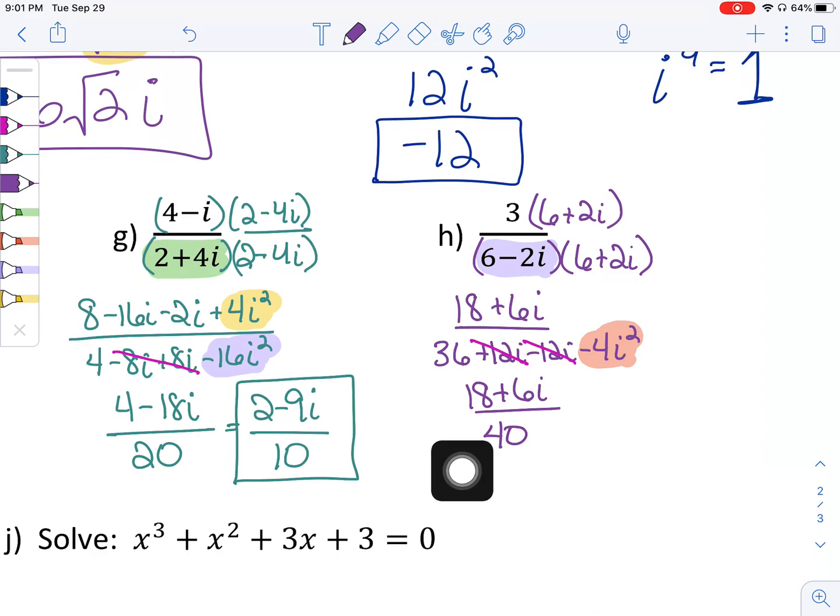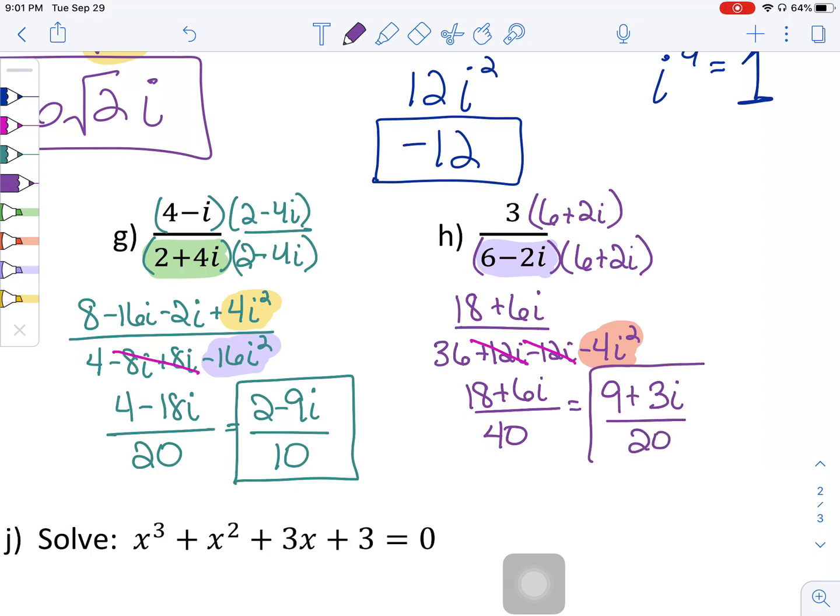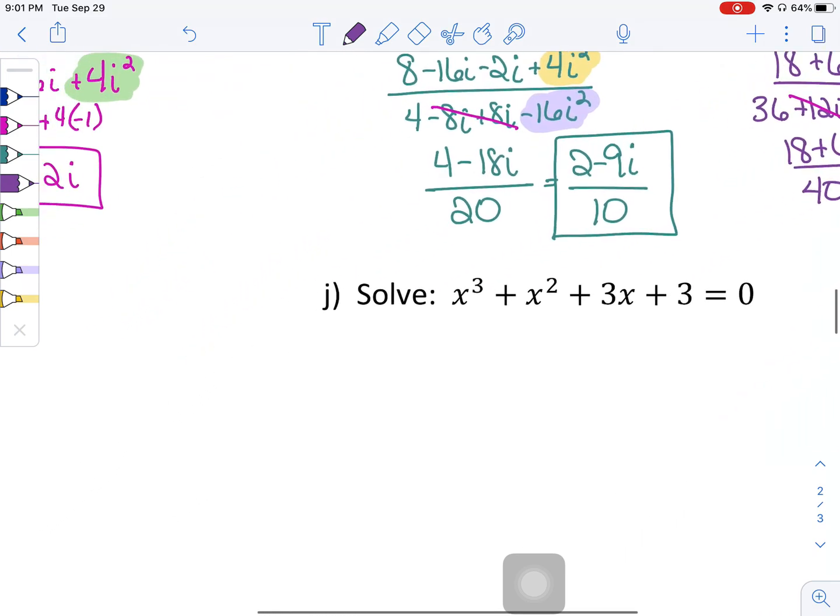Again, I want to look to see if 18, 6, and 40 are all divisible by something. They are all divisible by a common factor of 2. That won't always happen, but if it does, definitely divide it out. It's like simplifying any other fraction. All right, so that's how you deal with the conjugates. All right, I'm going to go ahead and do, I think it's I and J next, which is actually solving.